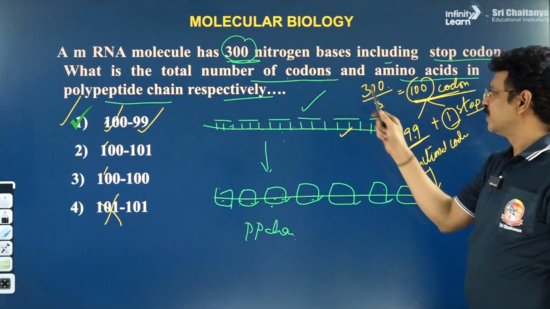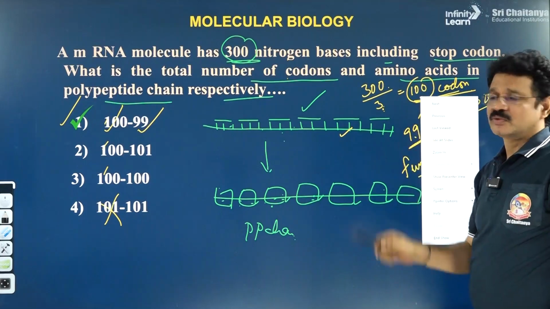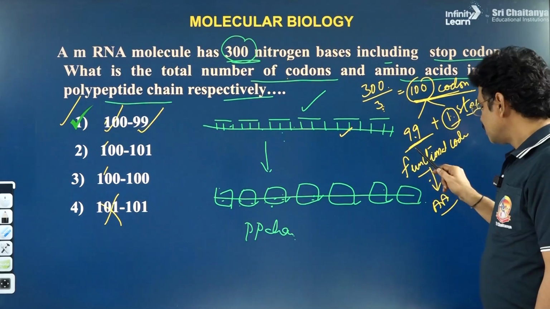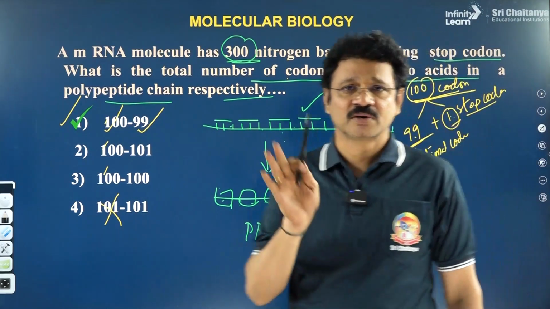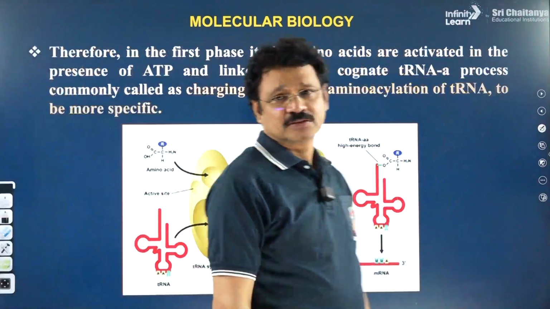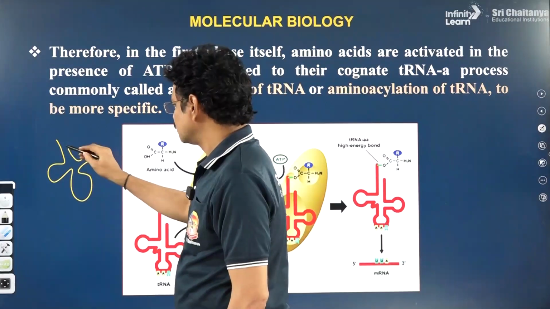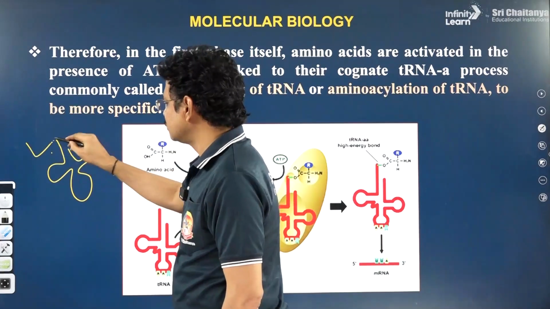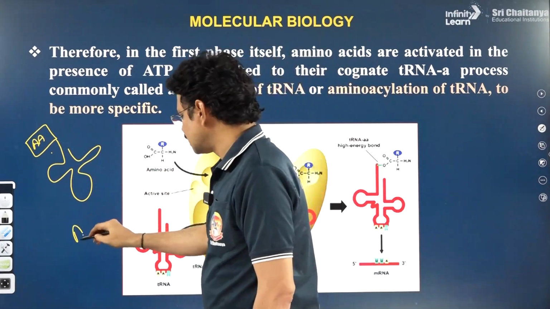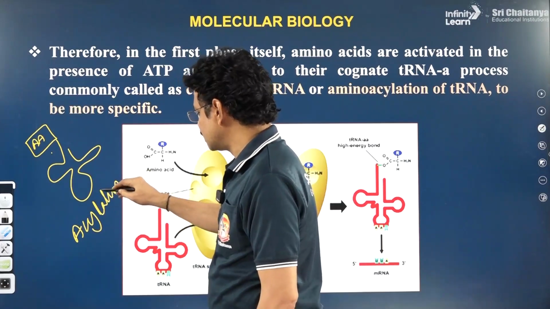Total number of nitrogen bases divided by 3 equals total number of codons including the stop codon. Among these, except one, all the remaining are functional codons. The number of functional codons is always equal to the number of amino acids in a polypeptide chain. Next, at the beginning of the translation program, the first amino acid should bind to a tRNA molecule. This process is called charging of tRNA or acylation of tRNA.